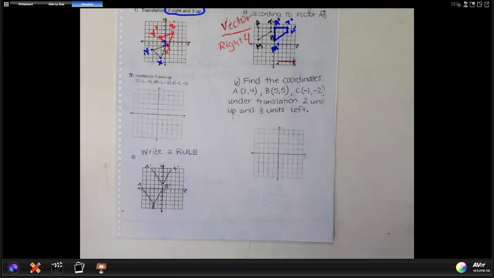How is number 3 different? How is it different, Lily? You have to make the original first, okay? So as we go through this, they keep adding a step to it. So our first step is to create the original. Hopefully everyone remembers how to graph.